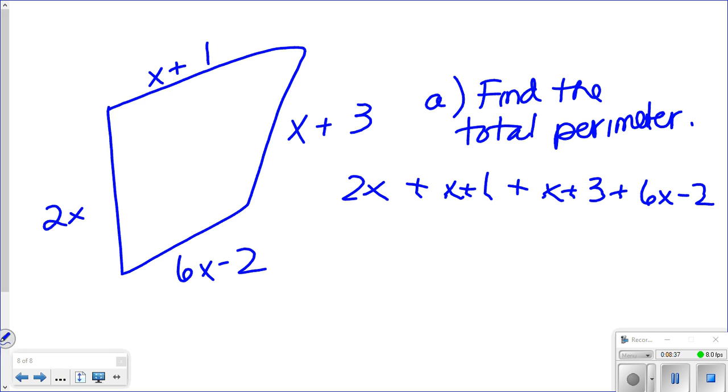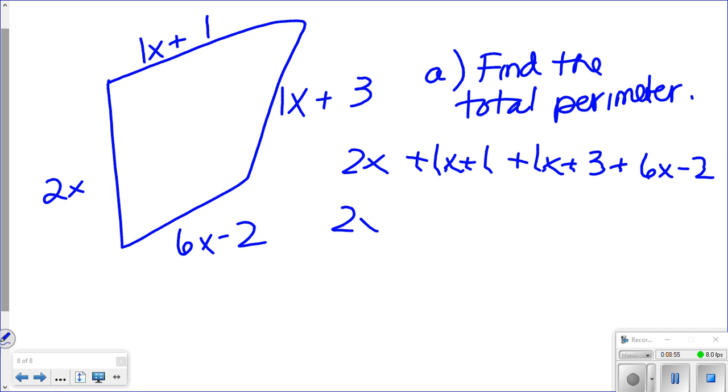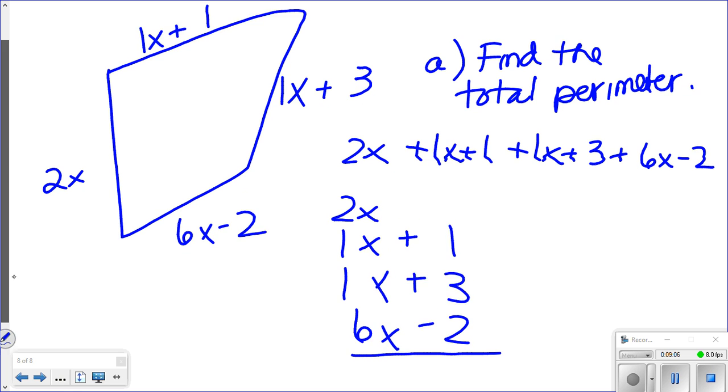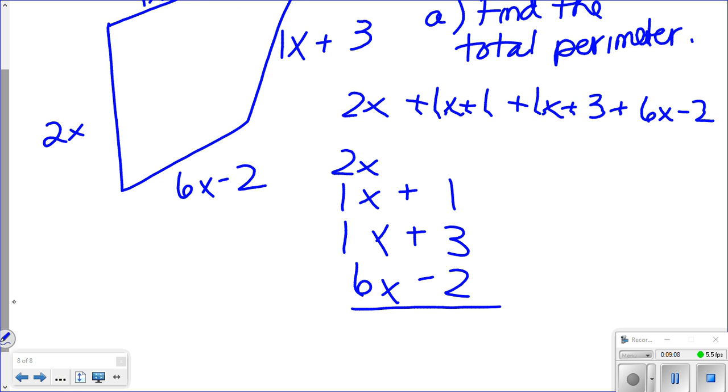6x. I'm going to put a 1 with all those x's. Okay, now you start combining. If you'd rather write them up and down, you can do that too. So how you do that, you do 2x, and then 1x plus 1, and then 1x plus 3, and 6x minus 2. You can definitely write them that way if you want. Just make sure you line everything up.